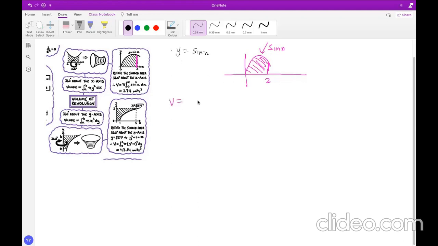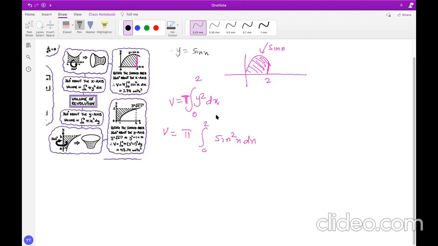So the volume of the solid is pi times the integral of y squared dx, and you integrate from 0 to 2. So the volume will be pi times the integral from 0 to 2 of sine squared x. You integrate this, and obviously if you have a calculator in this case, you can just find this value on the calculator.